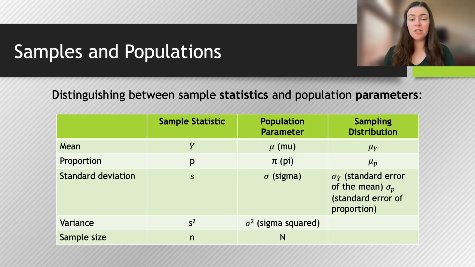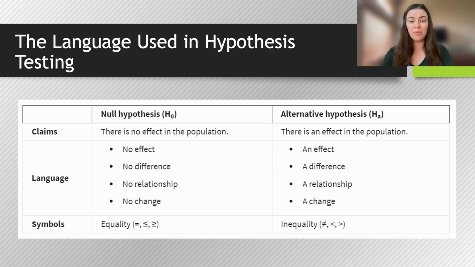Before we dive into conducting two-sample hypothesis tests, I want to briefly remind you of the specific statistical notation that we will be using, because this will vary depending on whether we are using means or proportions. So just keep in mind this slide as a reference as we move forward. Same goes for the language that we use in hypothesis testing. This isn't a change from what you saw in the Part 1 video, so I won't spend a lot of time here.